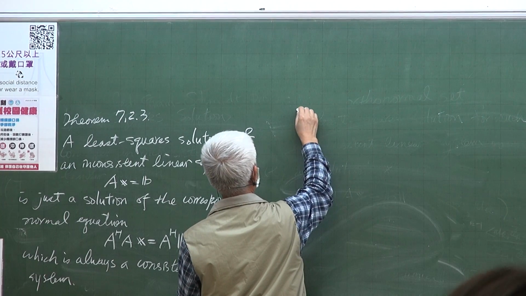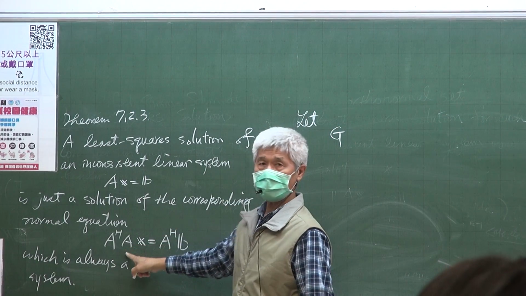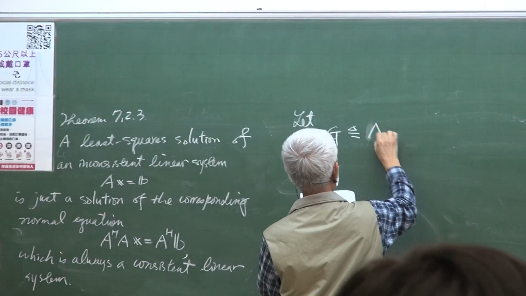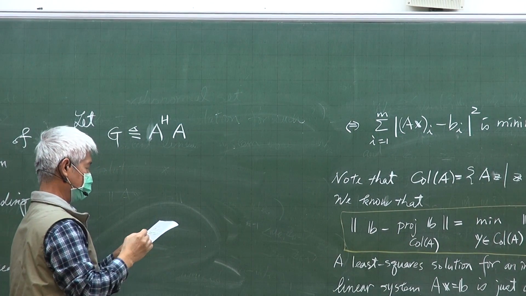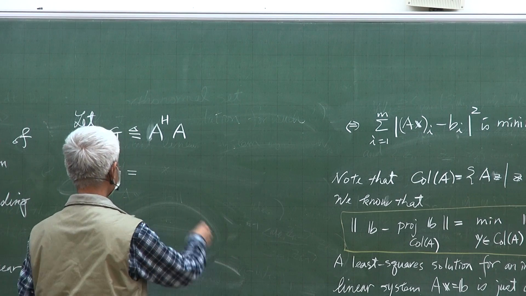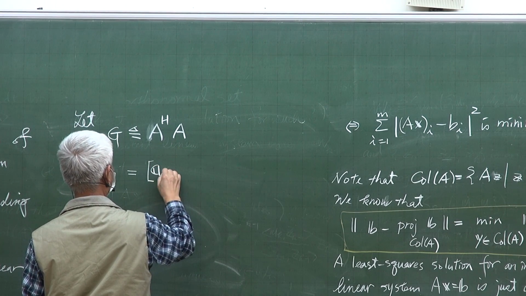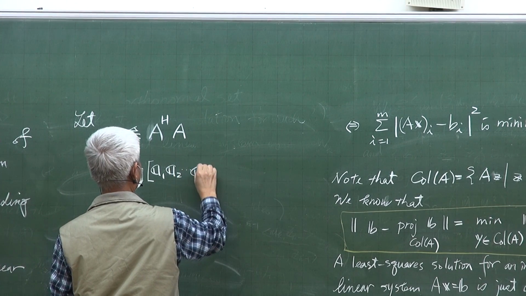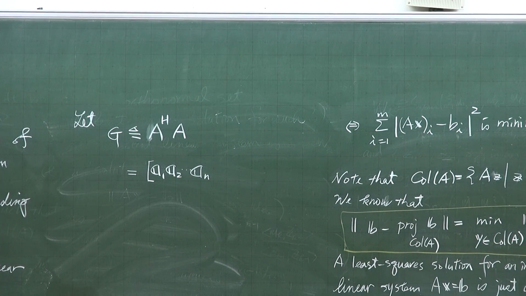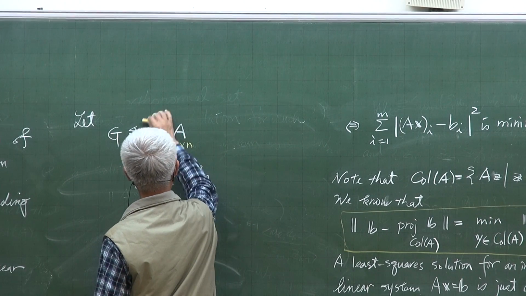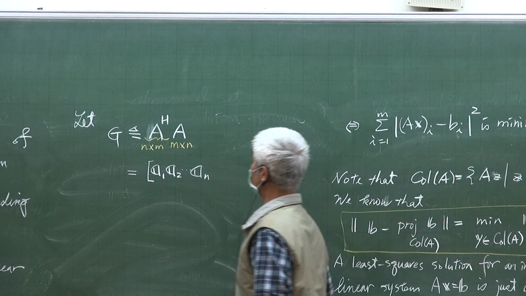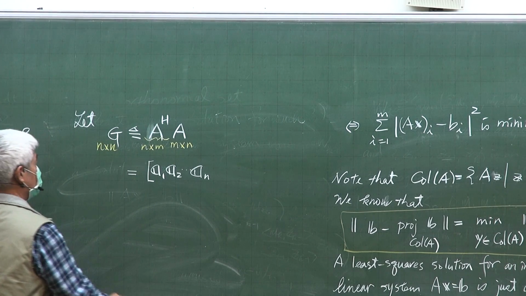Now, A^H A seems very important, right? So let's define A^H A. So now what is A^H A? Let's see. A has columns A1, A2, up to An. So A is m times n, but A^H A together is n times n. So now the matrix G is an n times n matrix. So it's a square matrix.